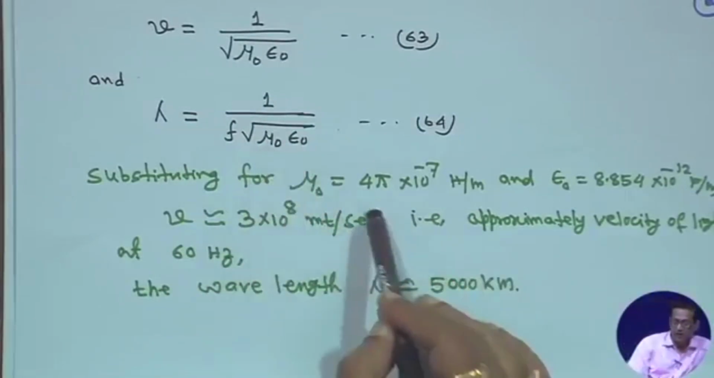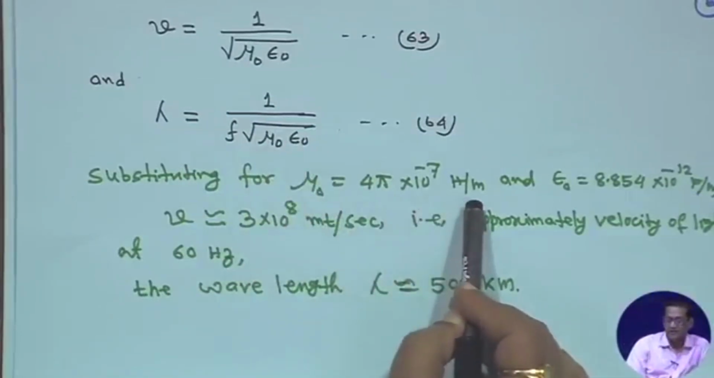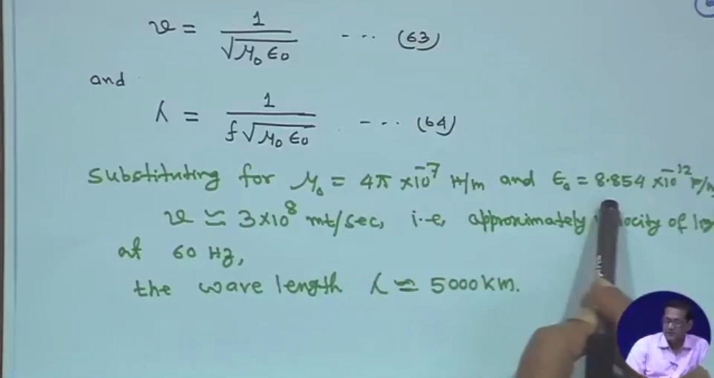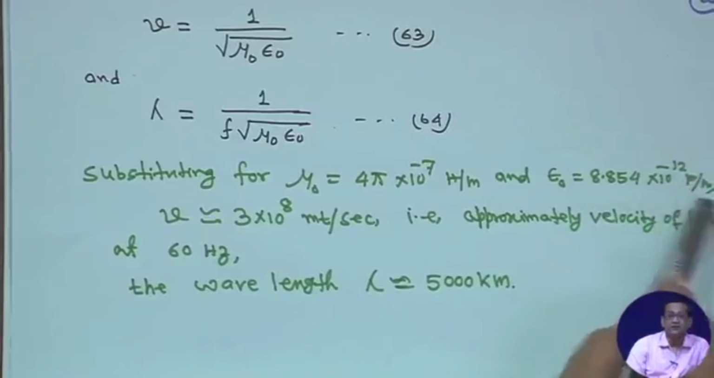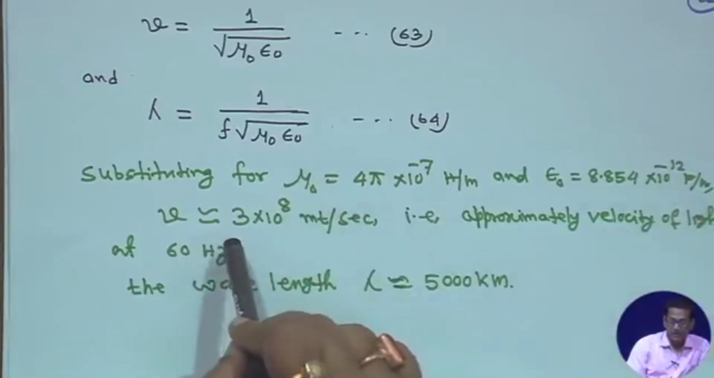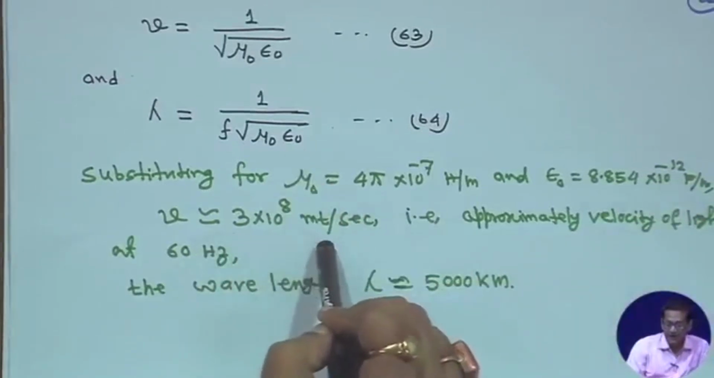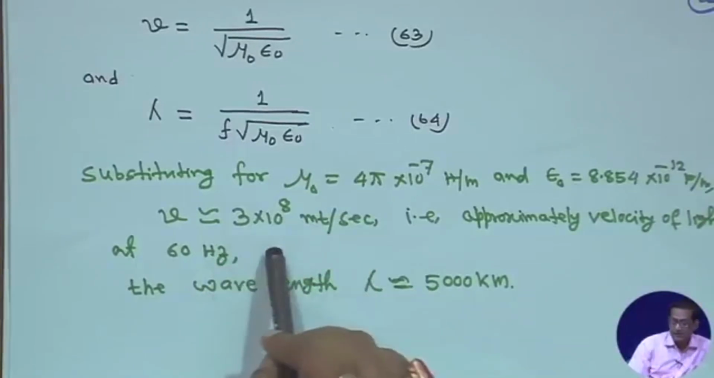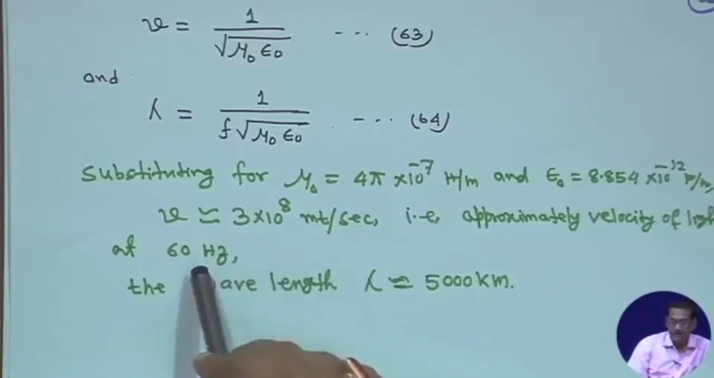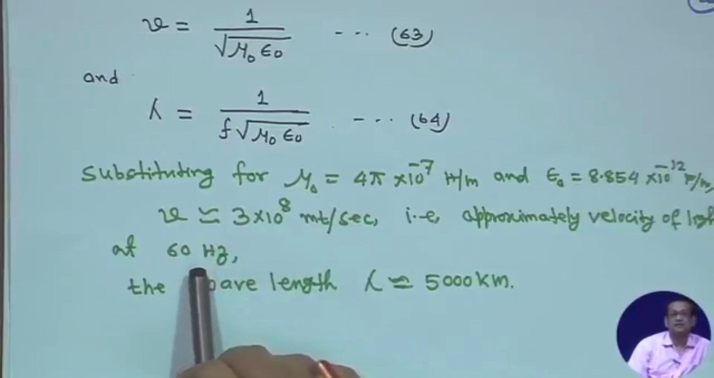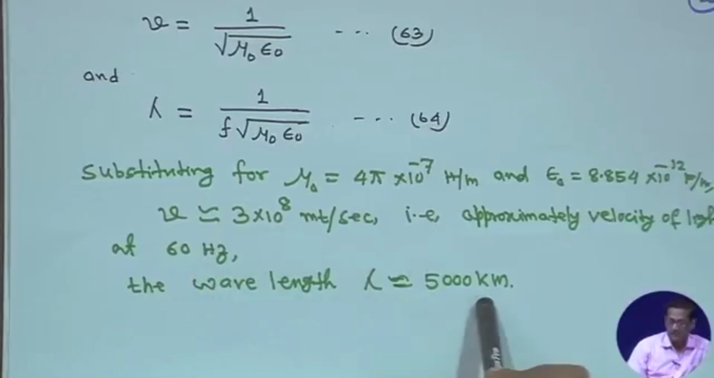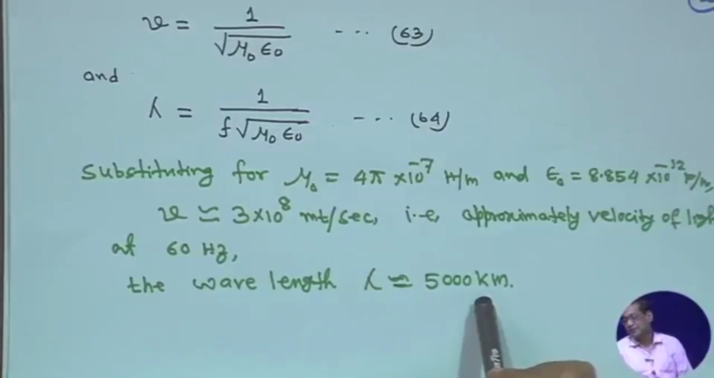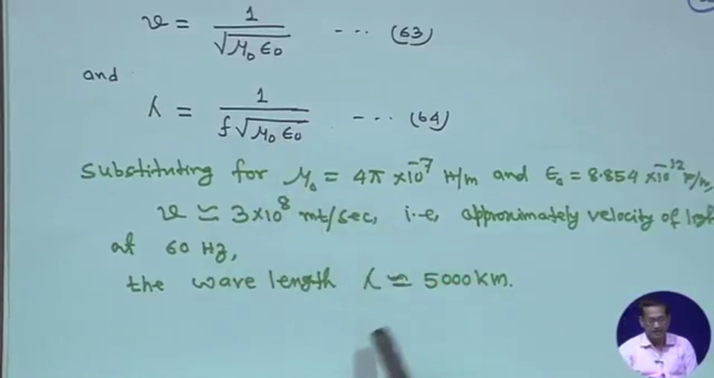You know the mu 0 value is 4 pi into 10 to the power minus 7 Henry per meter, and epsilon 0 is 8.854 into 10 to the power minus 12 farad per meter. So approximately V will be 3 into 10 to the power 8 meter per second, which is approximately the velocity of light. At a frequency of 60 hertz, the wavelength lambda will become 5000 kilometer, if you put it in the second equation.